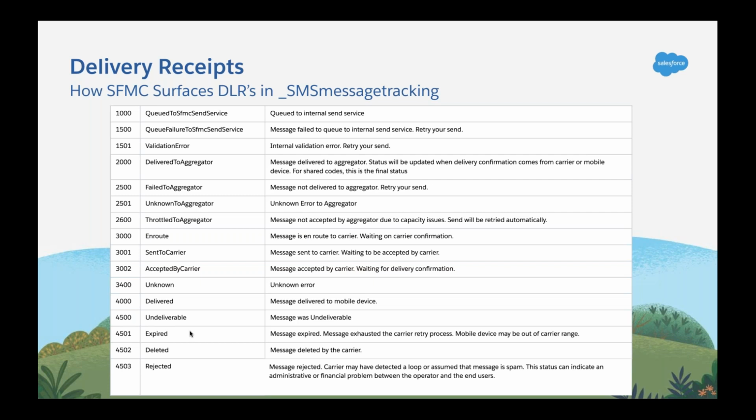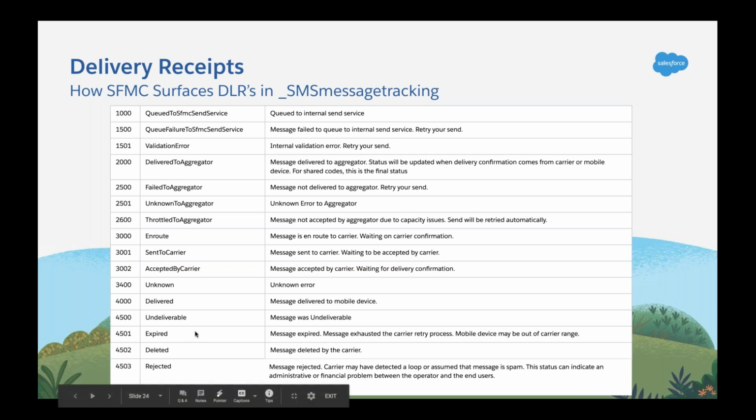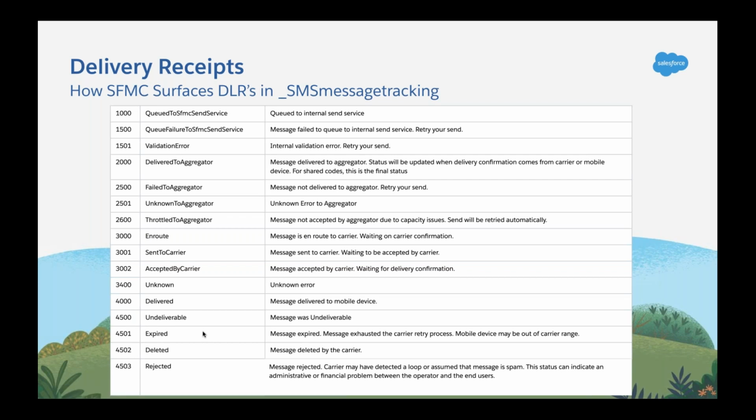What we're actually doing here is taking a large subset of DLRs that we could get back from the carriers and translating them into statuses that make sense to end users, marketers, and developers alike. Expired is the one I get the most questions about currently. Expired statuses are most commonly surfaced when a handset is out of range. So let's say you're sitting in Germany and that handset happens to be in France at the time.